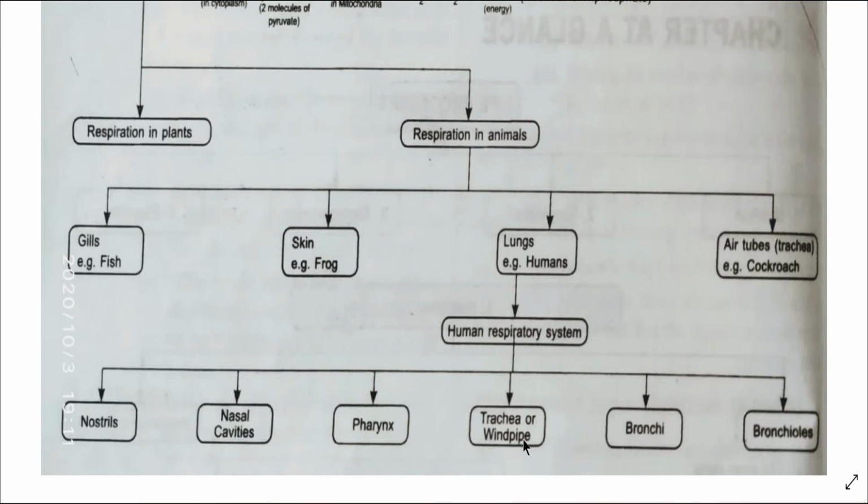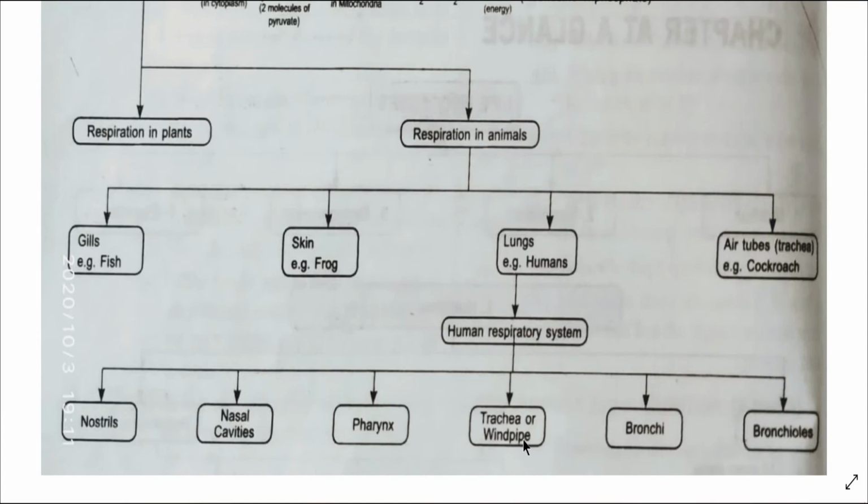The windpipe is a tract. Yesterday I explained the esophagus and windpipe. The windpipe and esophagus are present together, one behind the other. On the front side is the windpipe and on the back side is the food pipe. The windpipe has semicircular cartilaginous rings. These rings are not present in the esophagus.